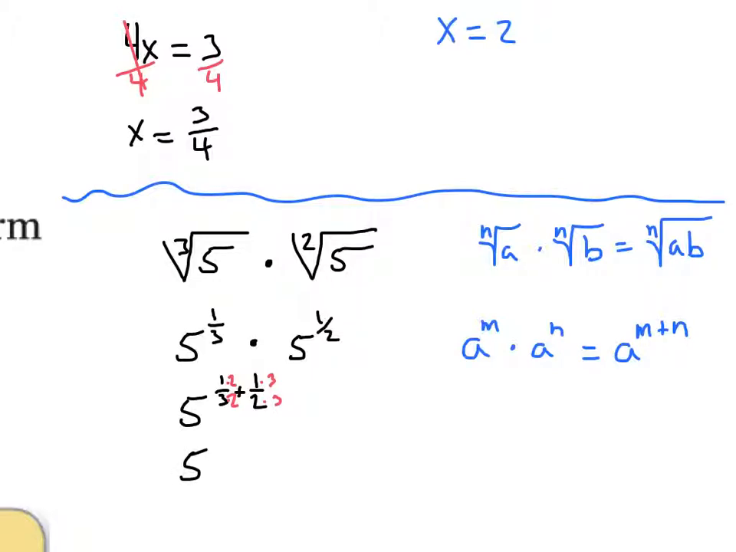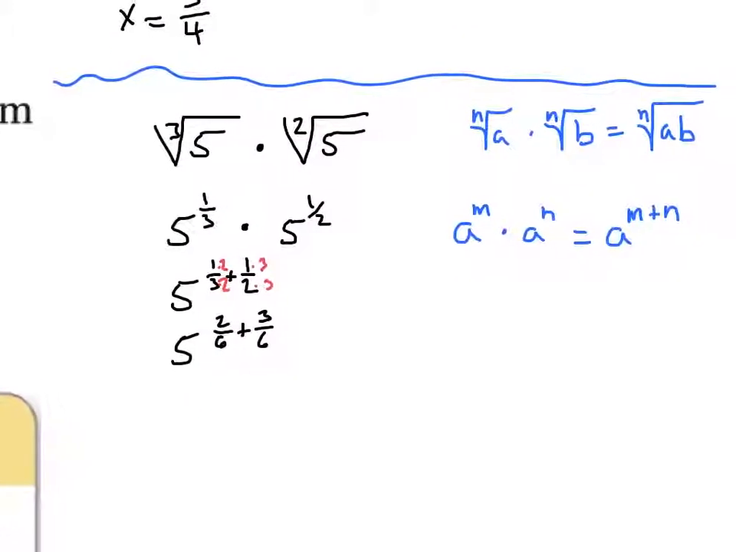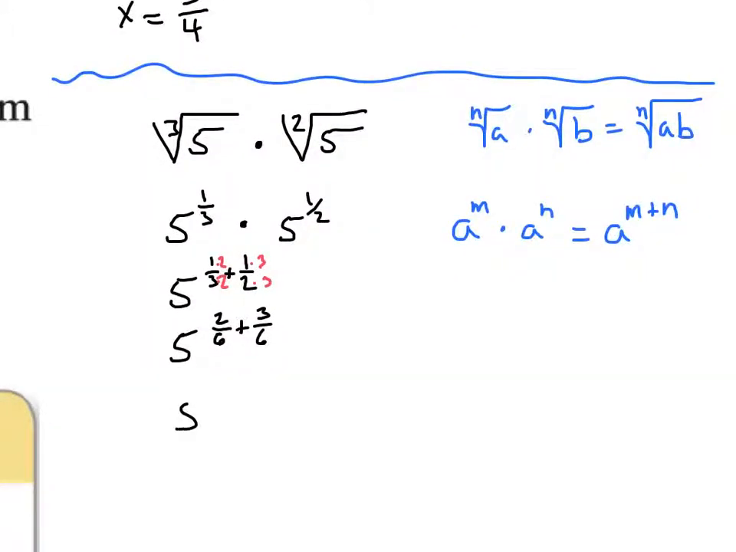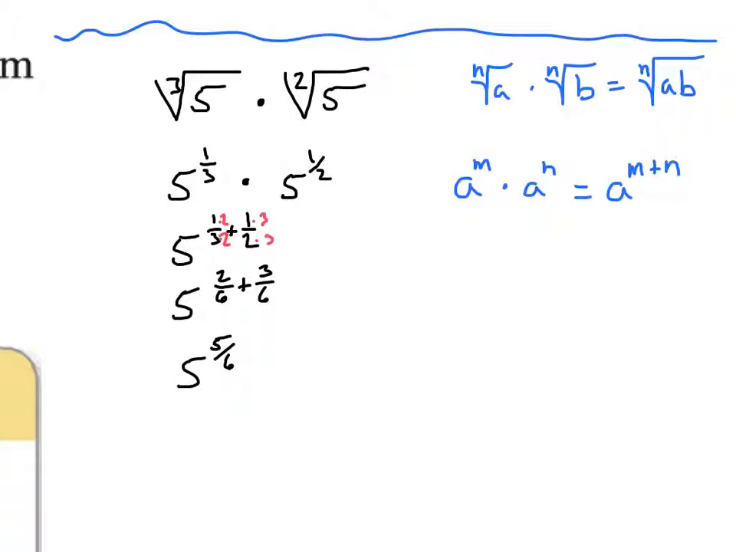so that I have 5 to the 2/6 power plus 3/6 power. Now I can add those fractions. And so now I get 5 to the 5/6 power. If I was to rewrite this in radical notation, this would be the 6th root of 5 to the 5th power.